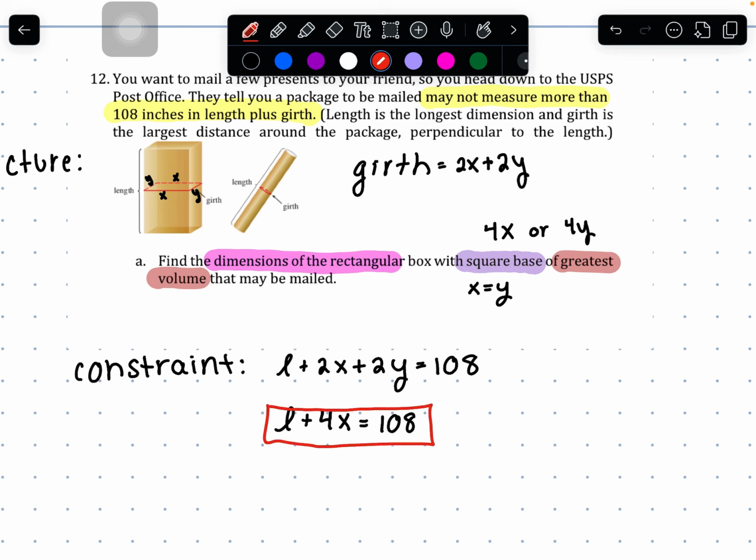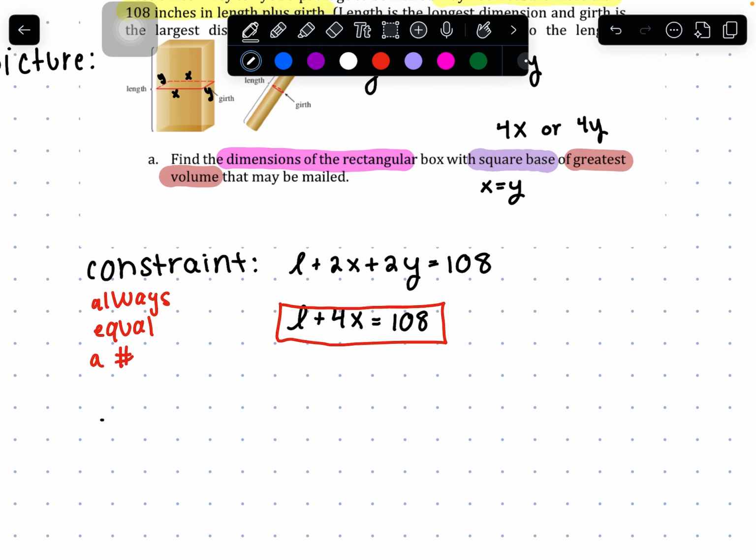Your constraint will always equal a number, for the most part. Like all the problems I've seen in this class, we're always setting our constraint equal to a number because we're constrained by it, right? Okay. Once we have our constraint on the board, we want to figure out the equation to optimize because we want to find a maximum. So the largest of something means we want to find the derivative of volume and set it equal to 0. But first we need to figure out what our volume equation is.